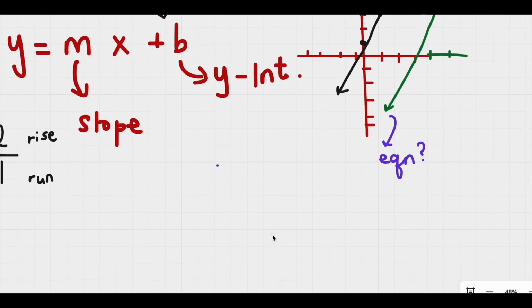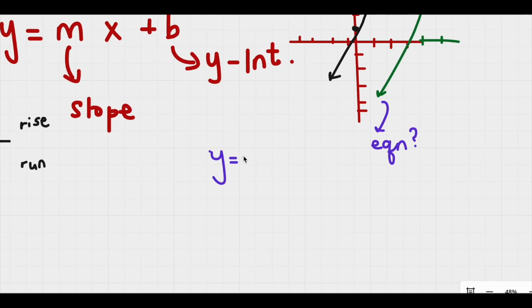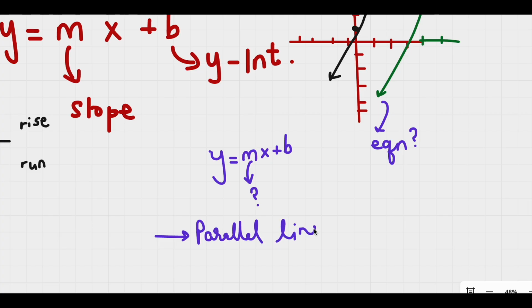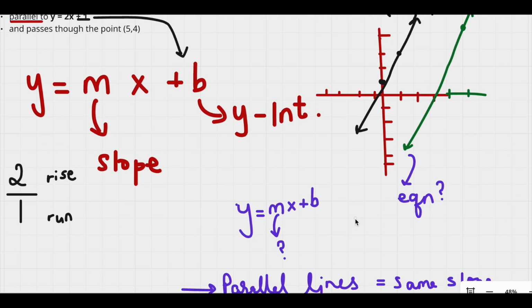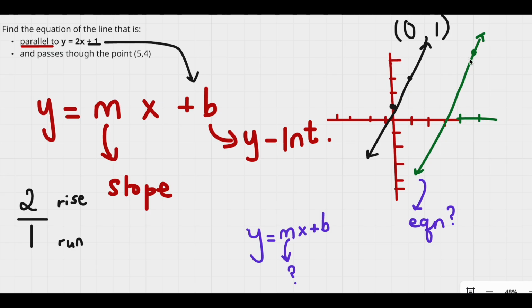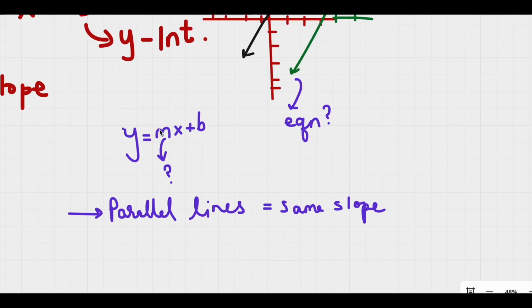The form of the equation is still going to be y equals mx plus b, but you need to first find m. One key point to note is that parallel lines actually have the same slope. So if I want to find the equation of the green line that's parallel to the black one, the slope will also be 2. So immediately, I know that my equation will look something like this.